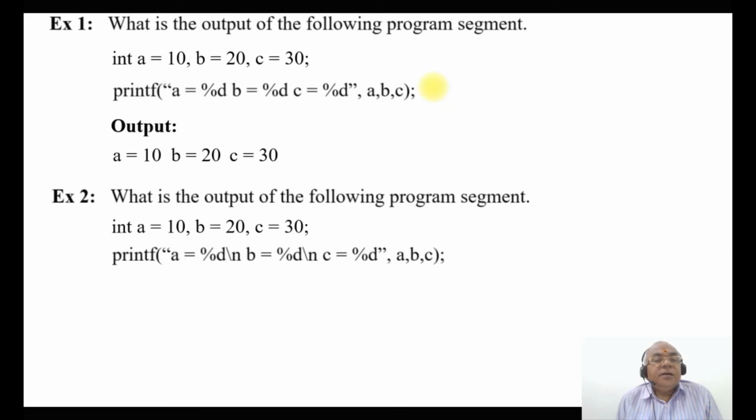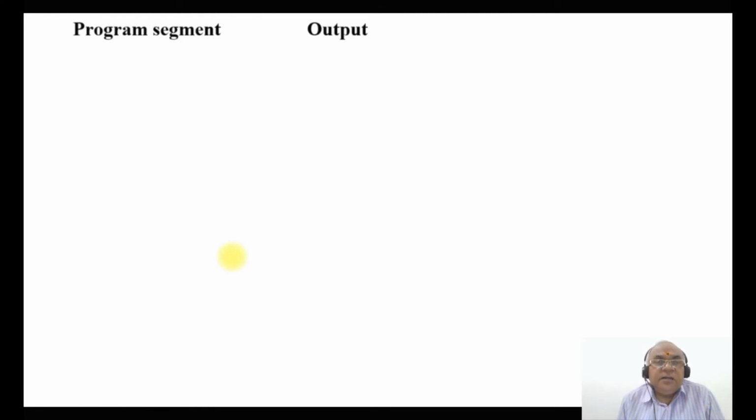So again, printf within the quotes a is equal to %d \n, b is equal to %d \n, and c is equal to %d. Then how will it look? a comma b comma c, both are one and the same, except that you are going to have \n. Then the output will not be in the horizontal format, it will be in the vertical format. The output will be a is equal to 10, b is equal to 20, and c is equal to 30, which come one below the other because of the presence of \n. So this is how we can set the output formats as per the requirement of the user.